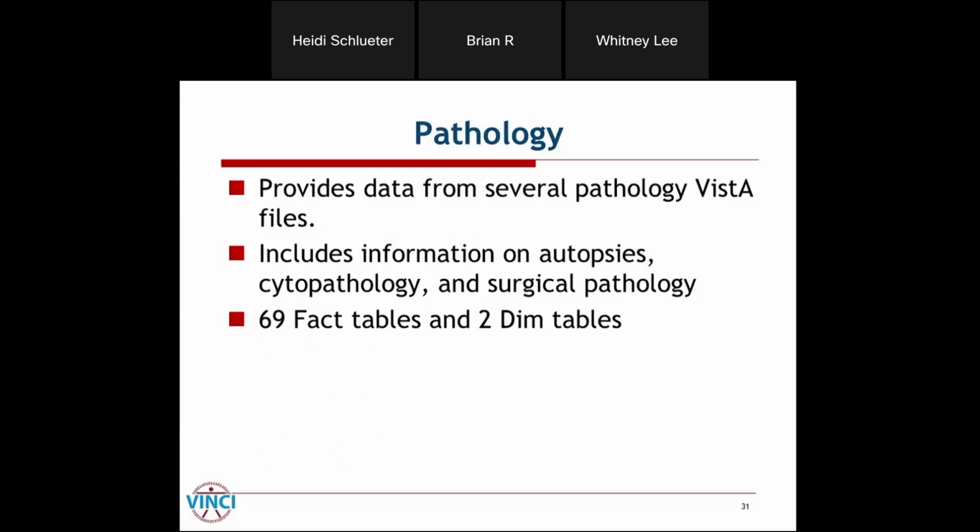The pathology domain provides data from several pathology VISTA files, and this will include information on autopsies, cytopathology, and surgical pathology. And there are 69 fact tables and 2 dim tables here.